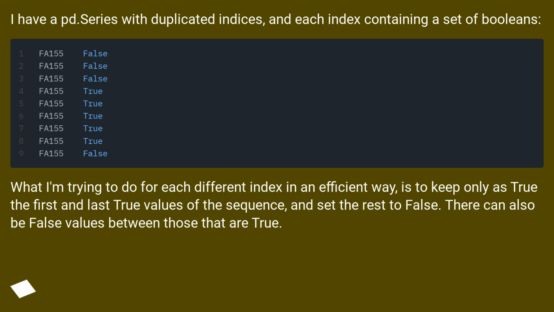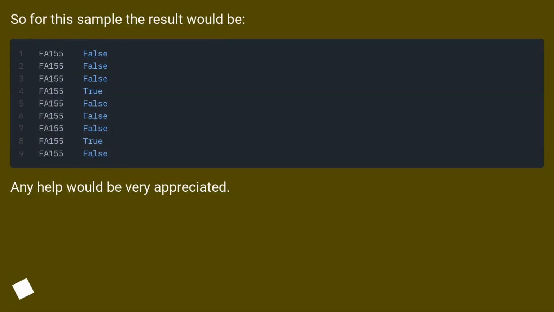What I'm trying to do, for each different index in an efficient way, is to keep only as true the first and last true values of the sequence, and set the rest to false. There can also be false values between those that are true. So for this sample the result would be... Any help would be very appreciated.